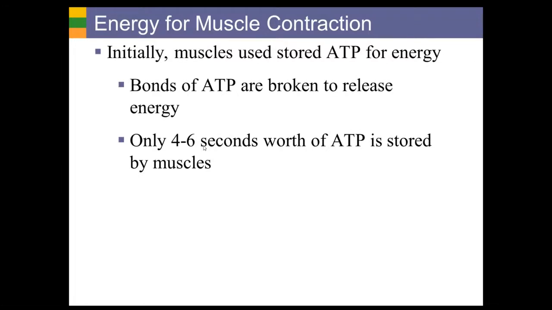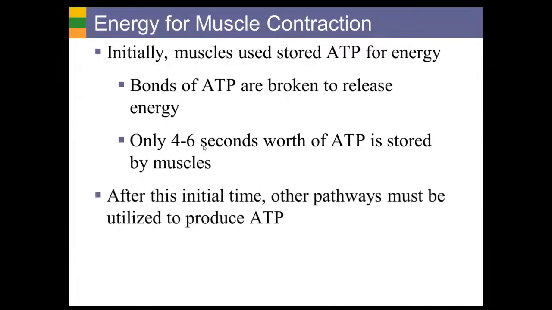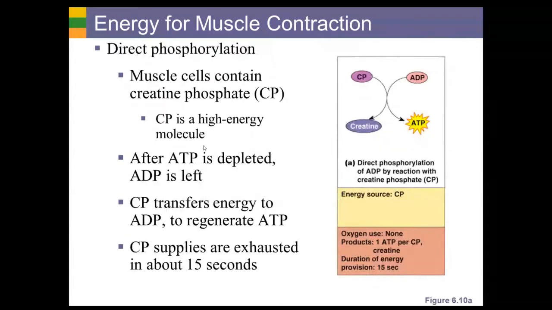So for the first 4 to 6 seconds of our exercise, the ATP is coming from cells in the muscles. It's just stored. But we only have about 4 to 6 seconds worth. So what happens after we're 4 to 6 seconds into our run? Well, we've got to get ATP from other pathways. So 4 to 6 seconds after we started our run, there is this molecule called creatine phosphate that will donate a phosphate to ADP in the cytoplasm of the skeletal muscle fibers to regenerate some ATP.